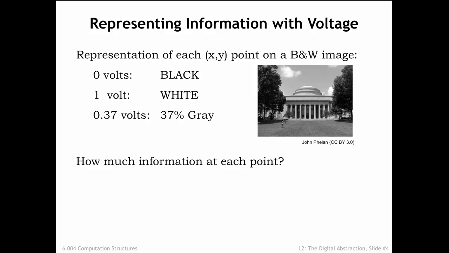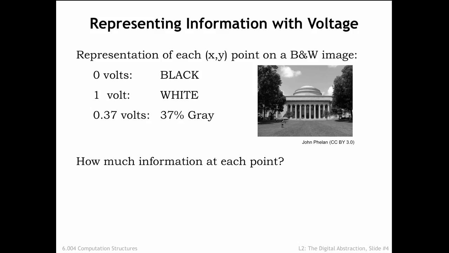First question: how much information is there at each point in the image? The answer depends on how well we can distinguish intensities, or, in our case, voltages. If we can distinguish arbitrarily small differences, then there's potentially an infinite amount of information in each point of the image.